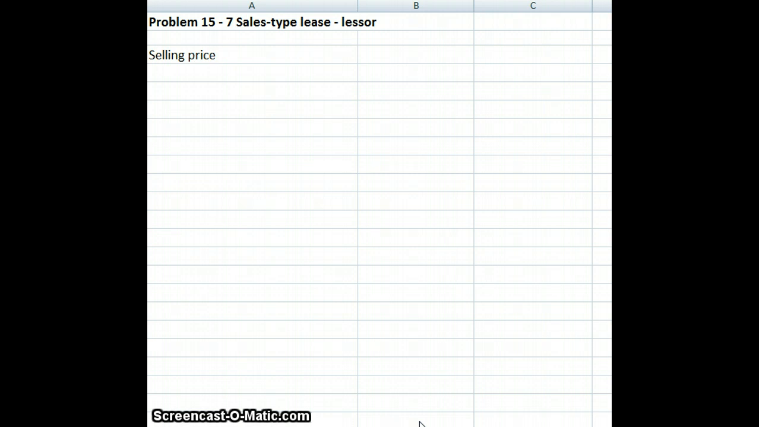$391,548, payable at September 30th, December 31st, March 31st, and June 30th, with the first payment due immediately at September 30th, 2009. Nutrilabs' implicit interest rate is 12%.